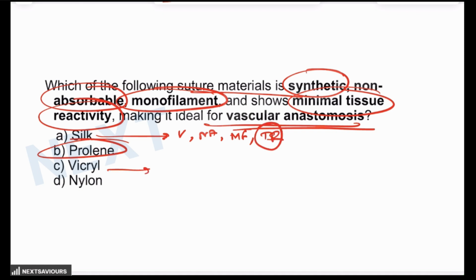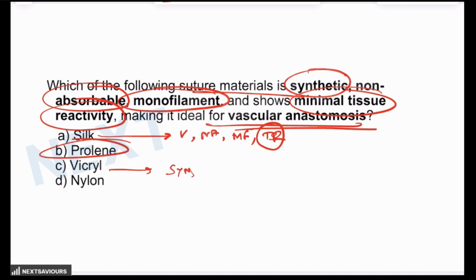Vicryl, on the other hand, is again synthetic, but it is absorbable. It is multifilamentous, that means braided, and it causes low to moderate tissue reaction. And nylon obviously is a synthetic non-absorbable monofilamentous suture which is used for the closure of the skin. So Prolene is best suited as far as the characteristics of the sutures asked in the question are concerned.